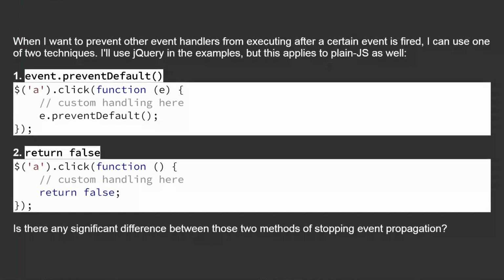1. event.preventDefault: $('a').click(function(e){ // custom handling here e.preventDefault(); }); 2. return false: $('a').click(function(){ // custom handling here return false; }); Is there any significant difference between those two methods of stopping event propagation?